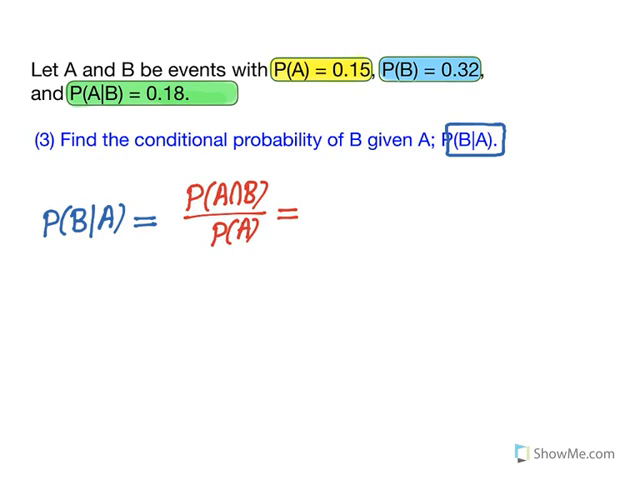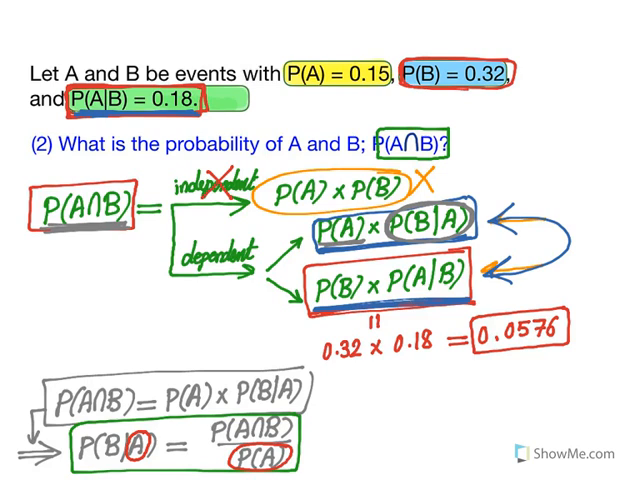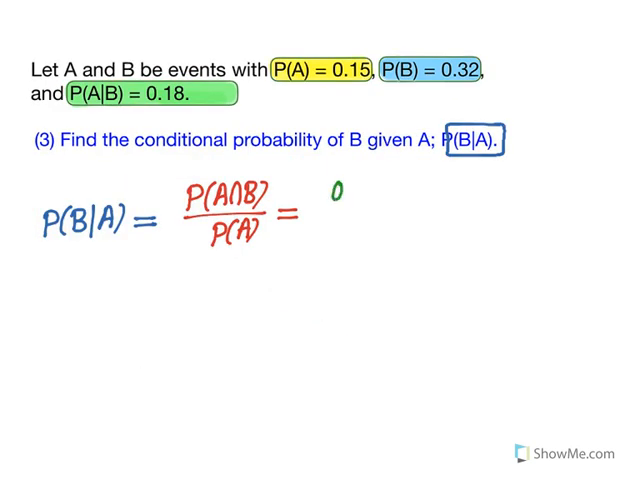And this would give you probability of A and B. Remember, we have calculated it here. That was the purpose of the second part of this question. Probability of A and B is 0.0576. So this will be 0.0576 divided by the probability of A, which is 0.15. And if you do this on your calculator, you will get 0.384 exactly.